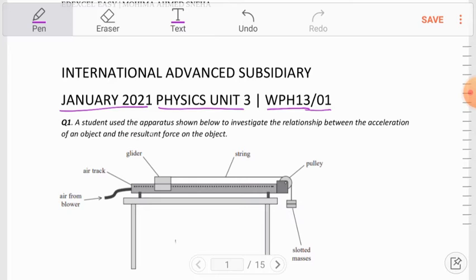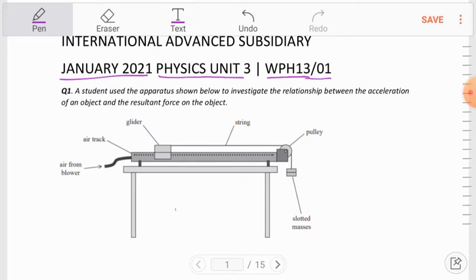A student used the apparatus shown below to investigate the relationship between the acceleration of an object and the resultant force on the object. So the apparatus that the student used is here. We can see that he used a bench, and on it there is an air track. On that there is a glider, and the glider is attached to a slotted mass hanger, and they are connected via a string, and there is a pulley present.